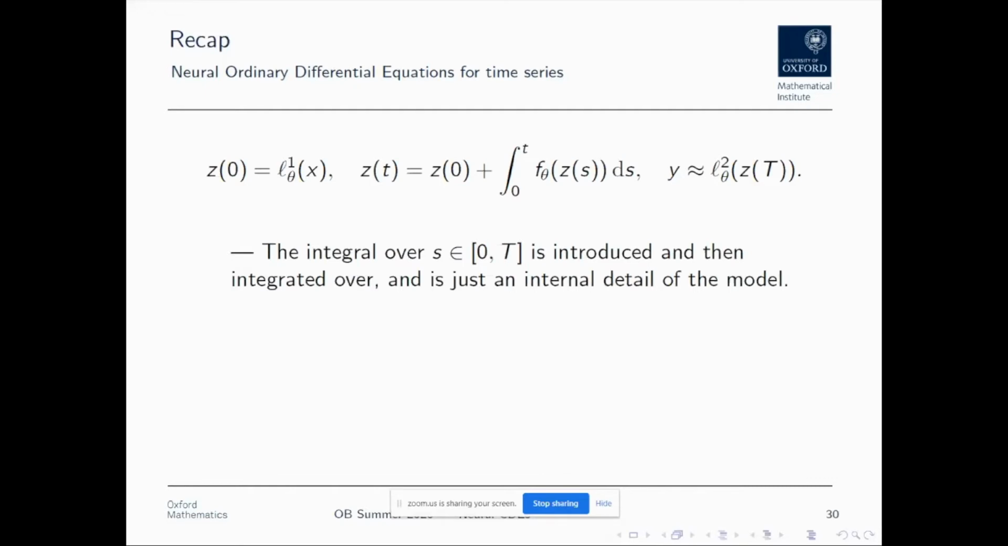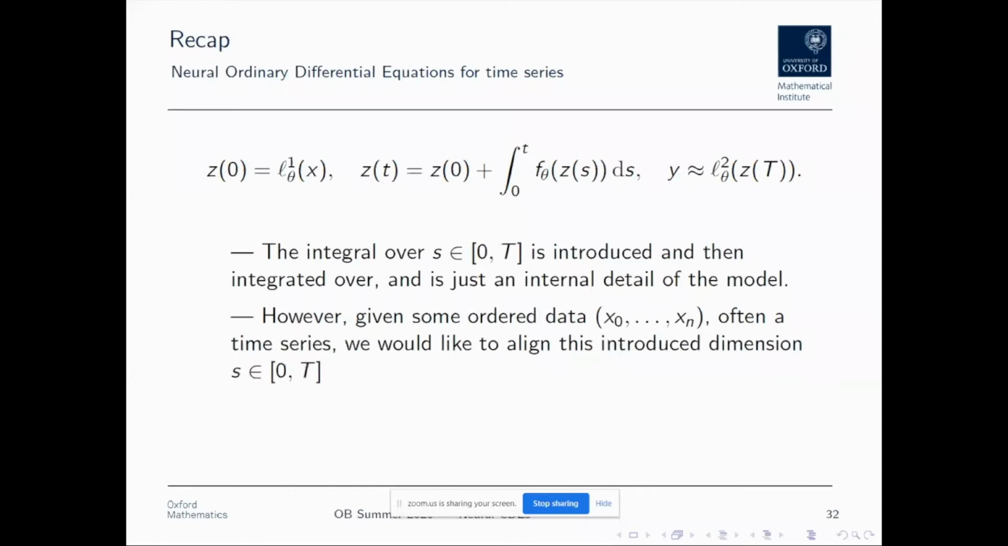It's just some internal detail of the model, and we don't really get the opportunity to use time series data here, right? If we have some ordered data like this time series, what we'd like to do is somehow align our newly introduced dimension with the ordering of the data.